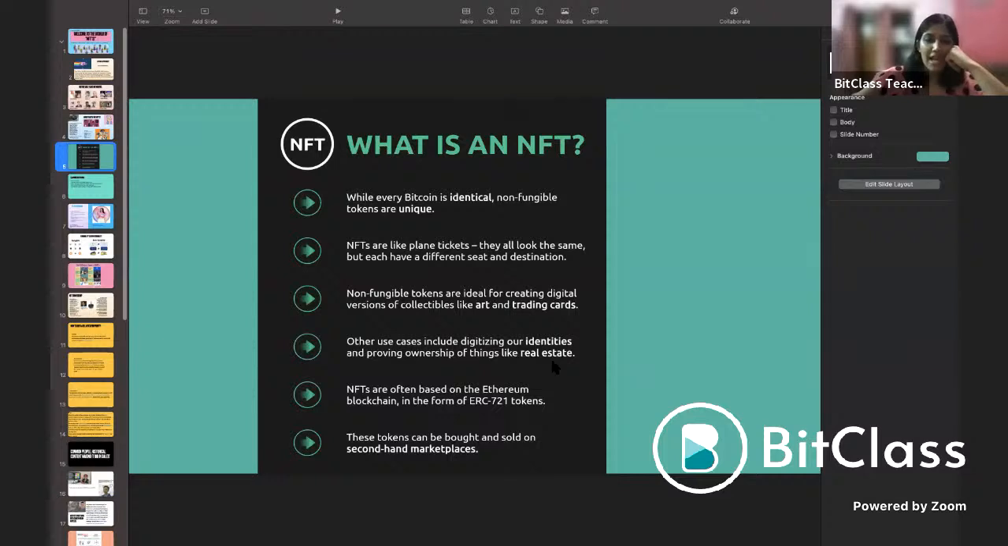All right. Then they run on the Ethereum blockchain in the form of ERC-721 tokens, right? Just like how the RBI, Reserve Bank of India, dictates what mint and what size notes will go into circulation, similarly, ERC-721 tokens decide what NFTs are going to get run or sold on the Ethereum blockchain, right? So these tokens can be bought and sold on second-hand marketplaces. Means if I buy, I can also sell it again to someone else. All right. So I hope that's clear.